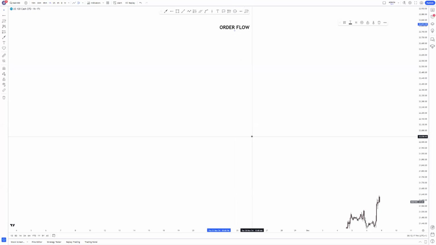So order flow is just showing the interactions between buyers and sellers at different levels on your chart. I'm going to be using candlestick, like I said before. So you can use this to understand price direction.